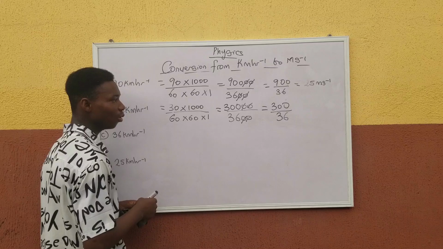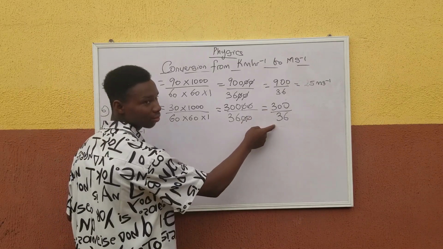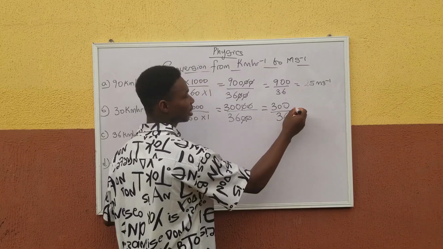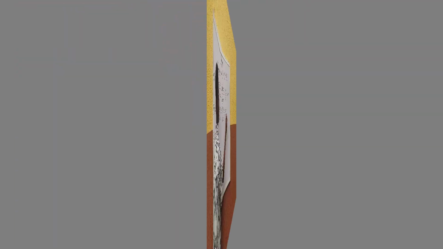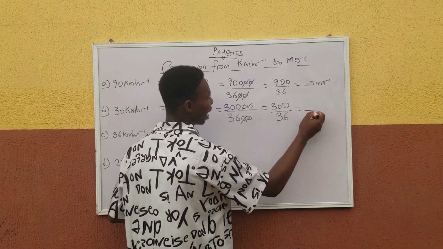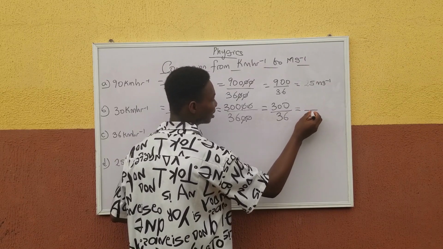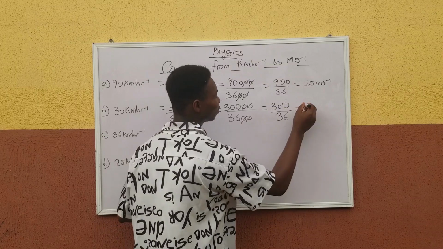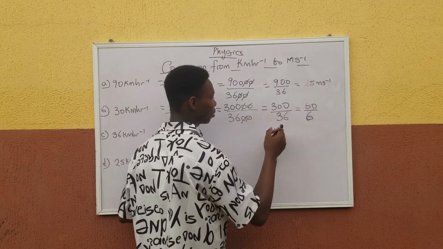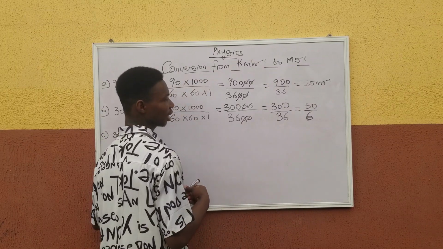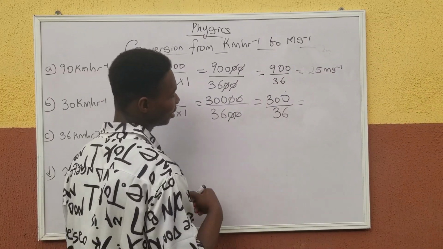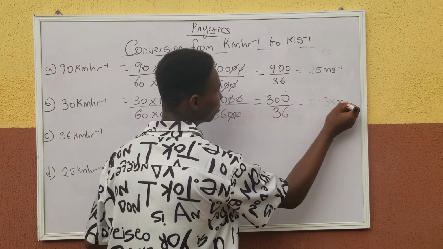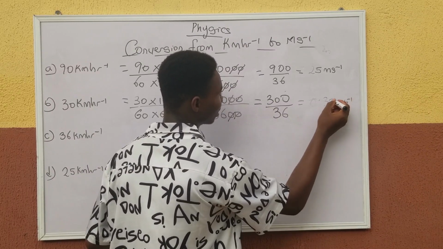From here, look for a number that can divide the numerator and the denominator to its simplest form. We can say 6 divides 36, we have 6. 6 divides 300, we have 50. 300 divided by 36 is the same thing as 8.33 meter per second.